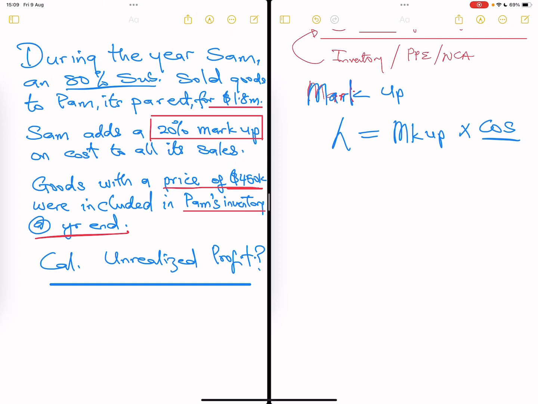Does it make it too difficult for us to do? I don't think so. What do we need to do? With the markup, the profit we are looking for is equal to 20%, because they gave us a markup of 20% multiplied by cost of sale. And we've been given selling price to be equal to 450,000.